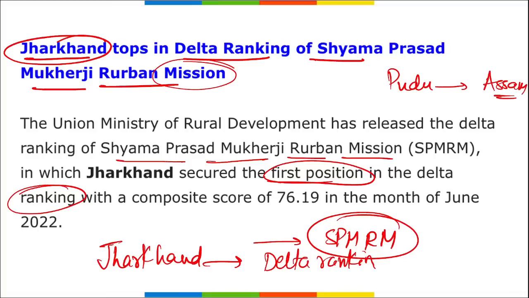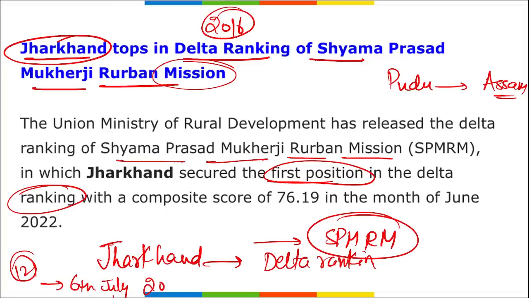Alright, the Shyama Prasad Mukherjee mission was launched in the year 2016 with the objective of stimulating local economic development, enhancing basic services and creating well-planned urban clusters. It was the 121st birth anniversary of Dr. Shyama Prasad Mukherjee, who served as independent India's first Minister of Industry. I repeat, he served as independent India's first Minister of Industry. Also remember his 121st birth anniversary was on 6th of July in 2022.